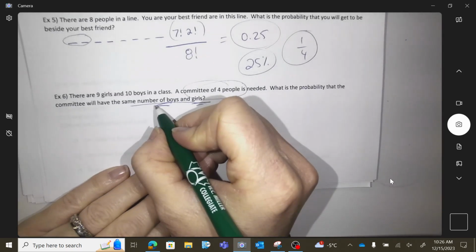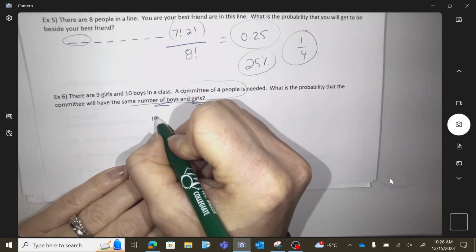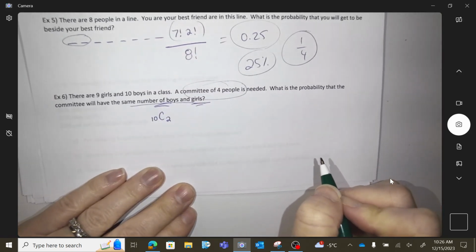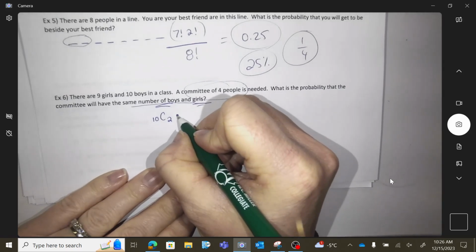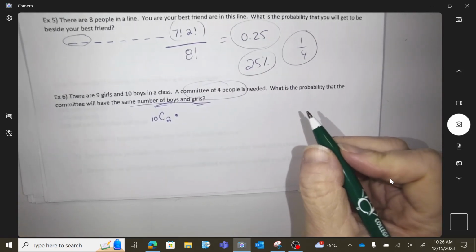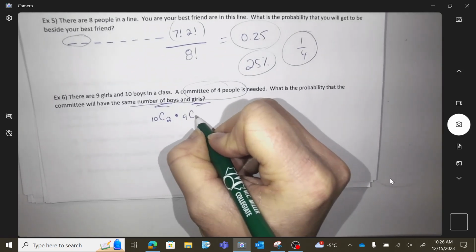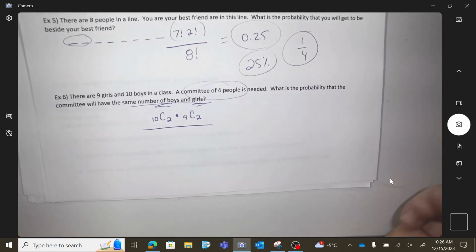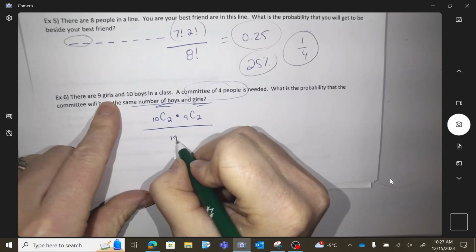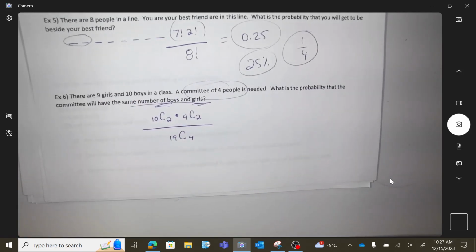So how do you do 2 boys? 10 choose 2. And this is the same committee, so it's a multiplier. I need 2 girls. 9 choose 2. Out of, if there was no restrictions, what is just anything I could do on my committee? 19 choosing 4. Okay? And then you get a number when you do that.